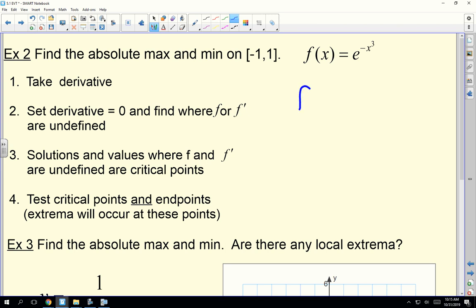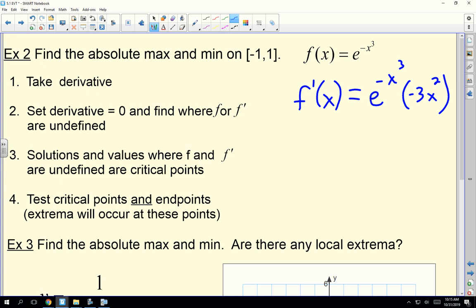So f prime of x, remember your rule for this guy? It's e to the x times the derivative. Yep. E to the negative x cubed times the derivative of the power, -3x squared. So there it is. That's my derivative.